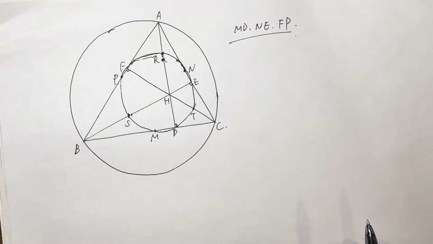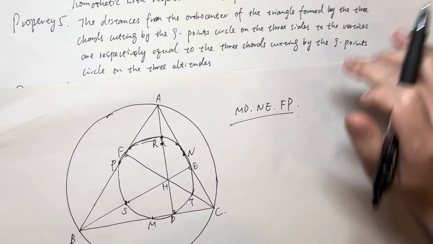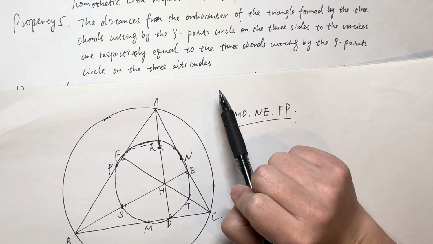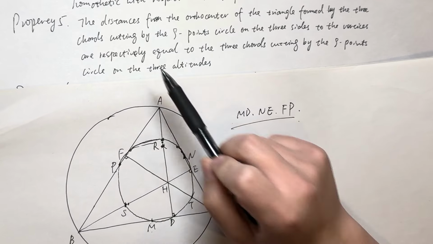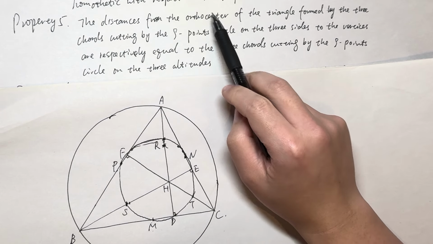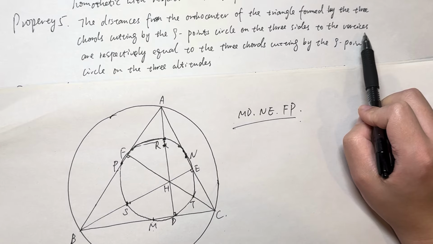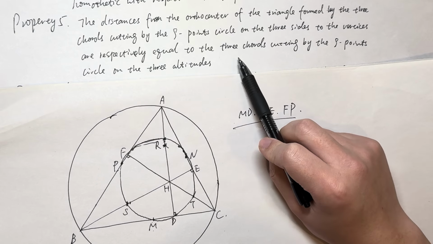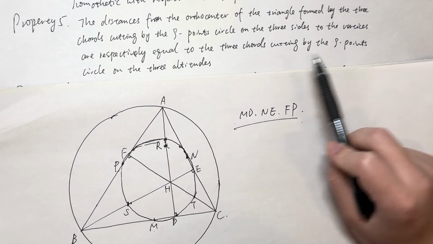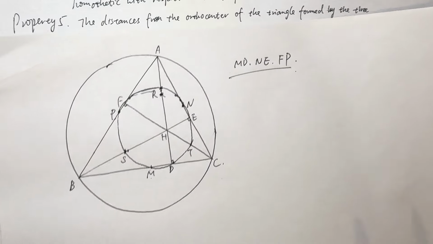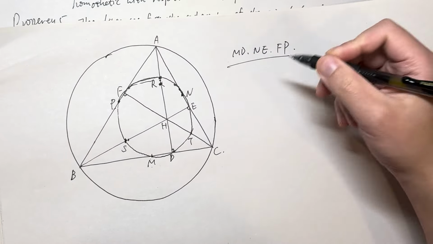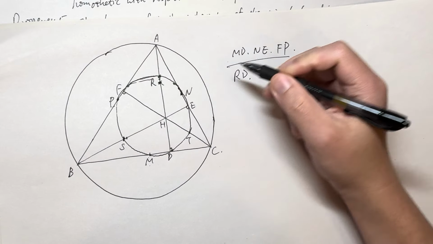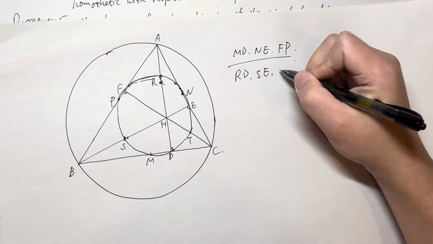Right, and we want to find the triangle that is formed by these 3 segments: PF, NE, and MD. And then we find the orthocenter of this triangle, and then we find the distance from the orthocenter of this triangle to the vertices. We want to prove that this distance is respectively equal to the 3 chords that are cut by the 9-point circle on the 3 altitudes, which here we have RD, SE, and FT.